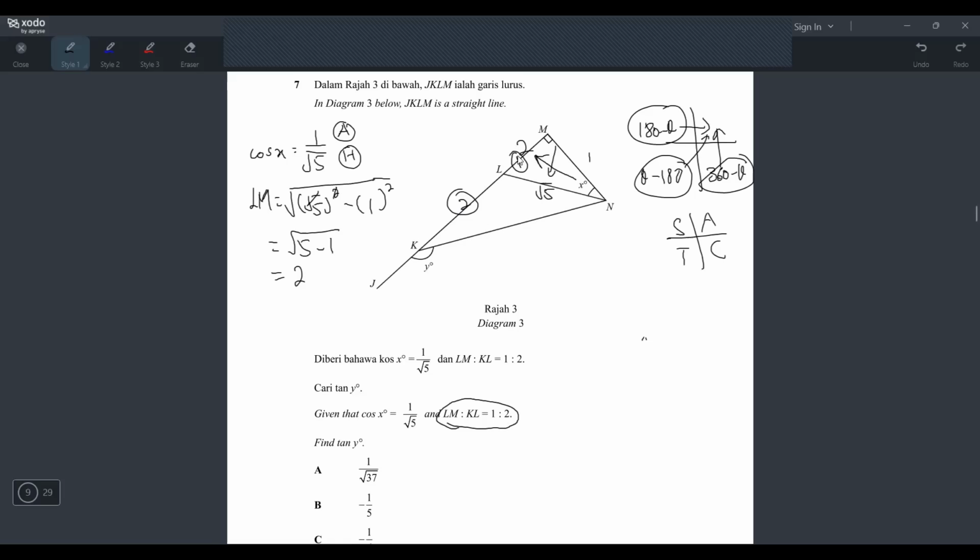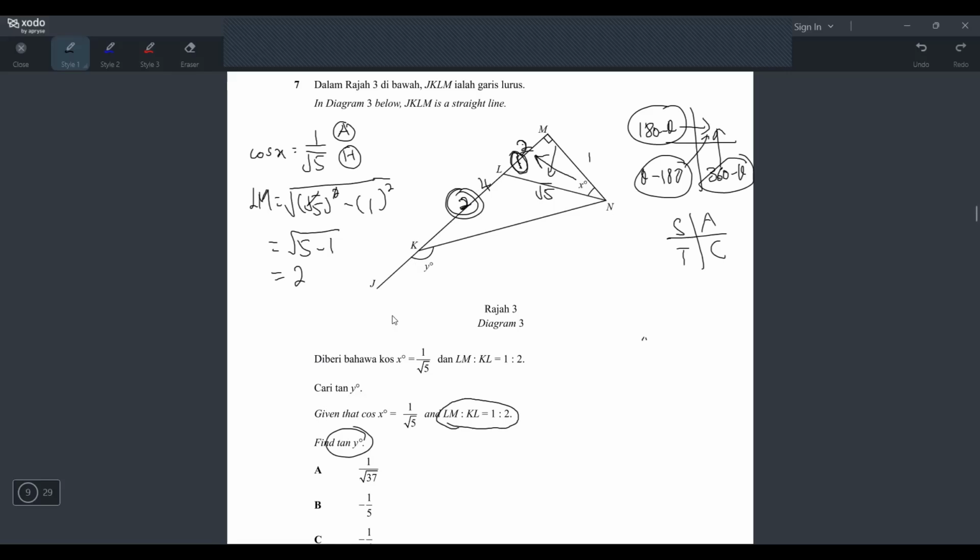So can you tell me, if this one is ratio 1, what is the actual length? 2 cm. So for the ratio to become length, 1 has to become 2. I have to times 2, right? So if this is ratio 2, what will be the actual length for this line? It will be 2 times 2, which is 4 cm. So now we actually know the length of KL is 4 cm. And then now they want me to find tangent y.